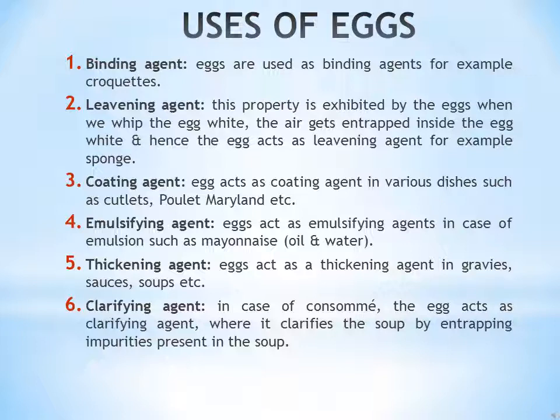3. Coating agent. Egg acts as coating agent in various dishes such as cutlets, Maryland etc. 4. Emulsifying agent. Eggs act as emulsifying agents in case of emulsions such as mayonnaise, oil and water. 5. Thickening agent. Eggs act as a thickening agent in gravies, sauces, soups etc. 6. Clarifying agent. In case of consommé, the egg acts as clarifying agent, where it clarifies the soup by entrapping impurities present in the soup.